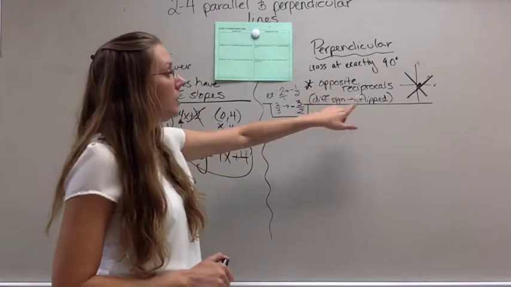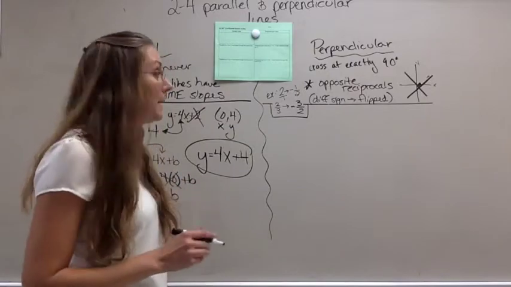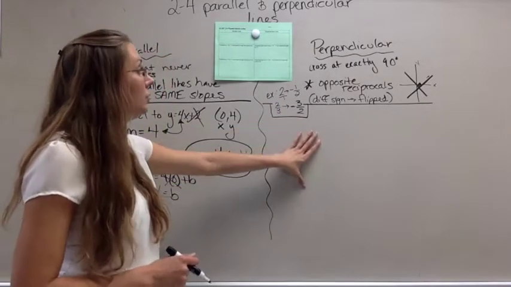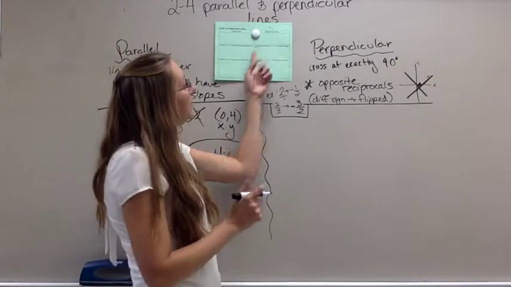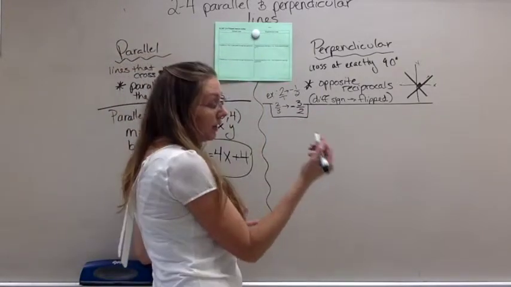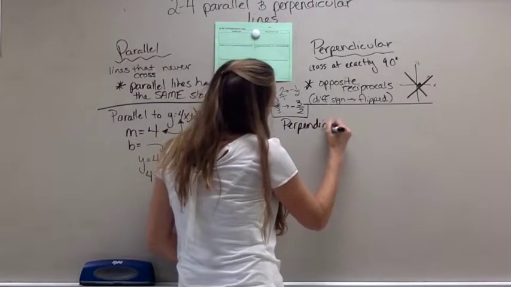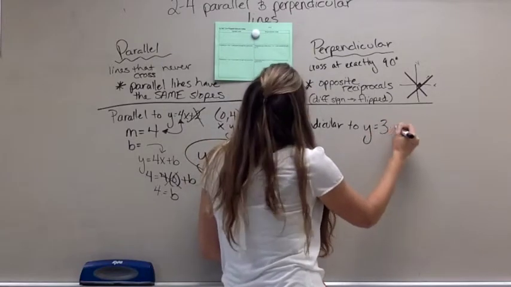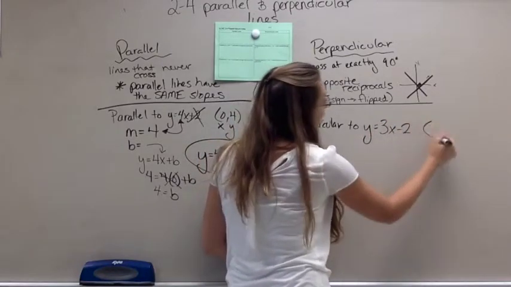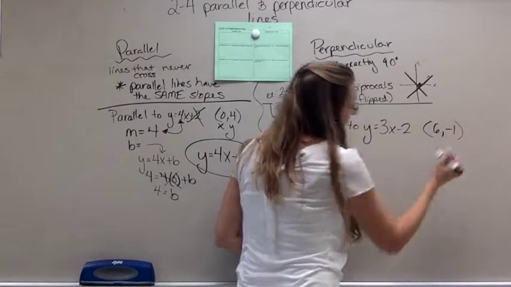We need to flip our fraction and change our sign, okay? A little switch and flip maybe. So, let's do one. Looking on your sheet, first thing it says that we need to do a perpendicular: write an equation to a line perpendicular to y equals 3x minus 2, and goes through the point (6, -1).